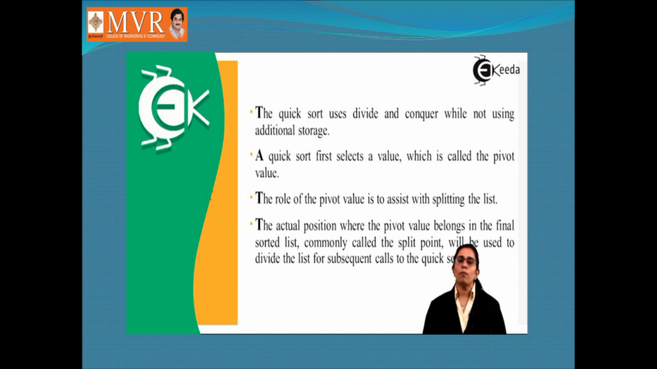As I have told, this pivot element plays a major role in splitting the main list into sublist, and again splitting these sublist into smaller sublist, and again this smaller sublist into smaller sublist, and then sorting those sublists. So this pivot element forms the basis for the quicksort algorithm.